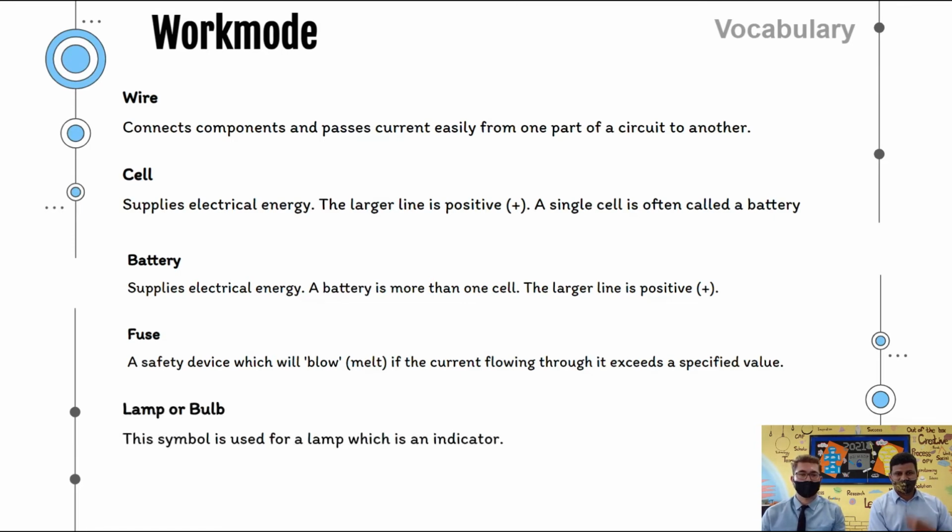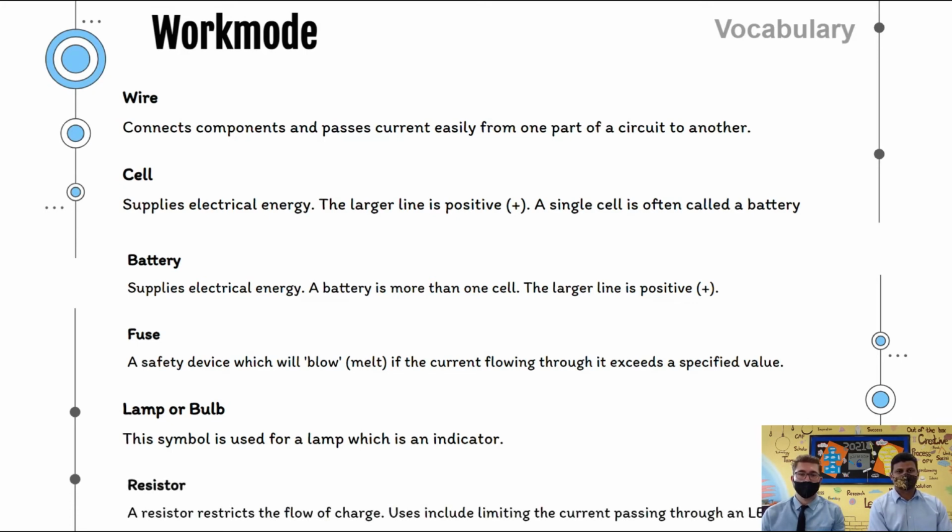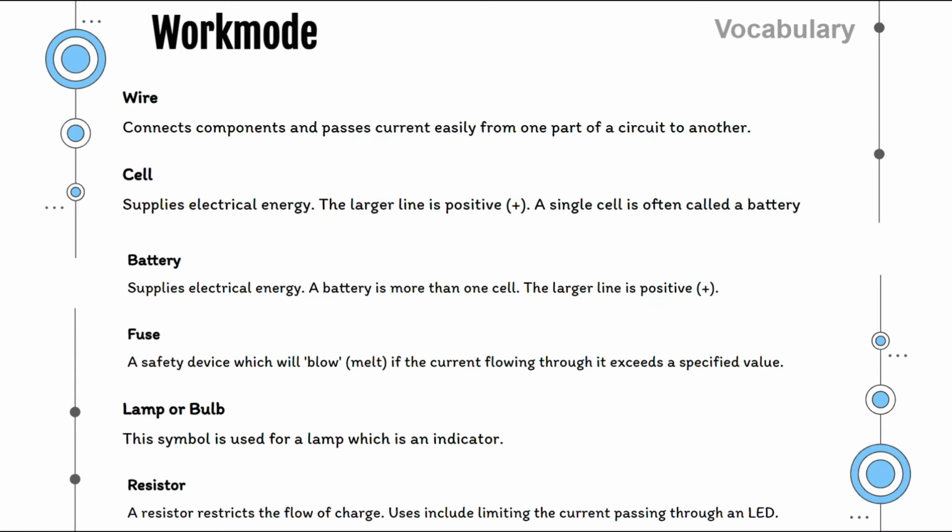And then we have the lamp or a bulb, and so this symbol is used for a lamp, which is an indicator. So that is the cross symbol that we showed you in the previous diagram. And the last one, the resistor. So the resistor restricts the flow of charge. Uses include limiting the current passing through an LED. So without this, you can have overcharging.